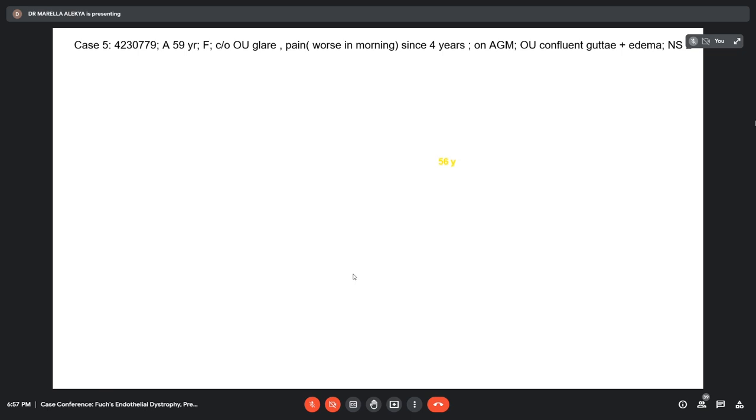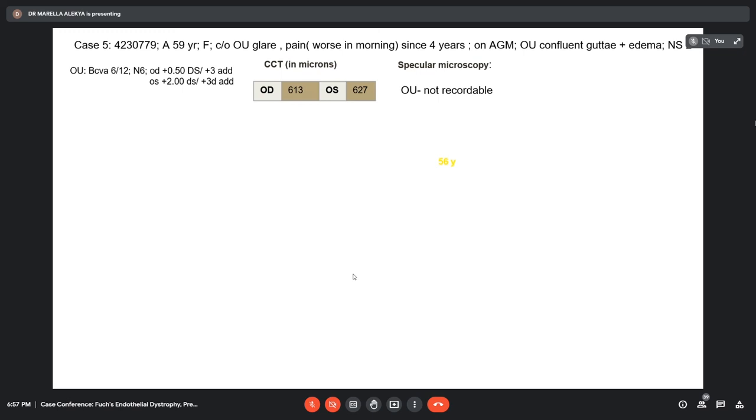Next case, a 59-year-old female came with complaints of glare and pain, which were worse in the morning, since 4 years. She is on AGMs. On examination, in both eyes confluent guttae are seen with corneal edema, so diagnosed as Fuchs dystrophy. Both eye vision is 6/12 and N6. Central corneal thickness in the right eye is 613 microns and in the left eye is 627 microns. Specular counts were not recordable in both eyes. So for both eyes we advised combined surgery. The patient wanted right eye surgery first.